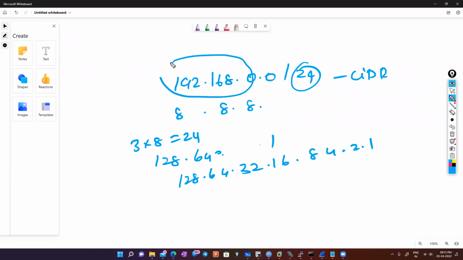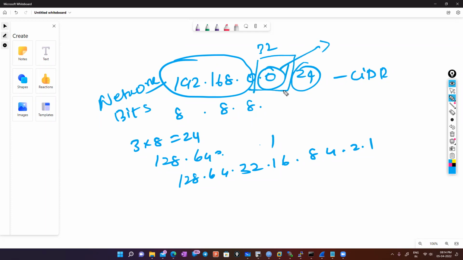All these 3 octets are called network bits. And the remaining 8 bits here, because this is 32-bit addressing, right, are the host bits.